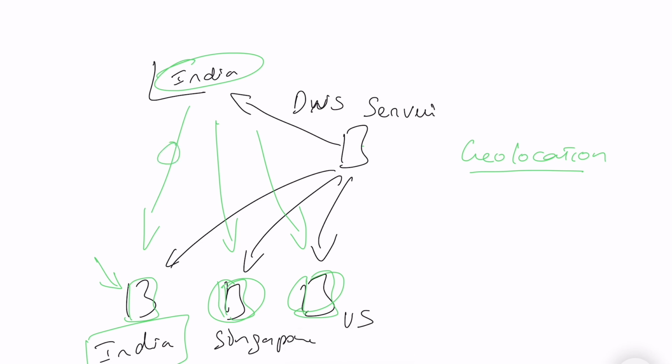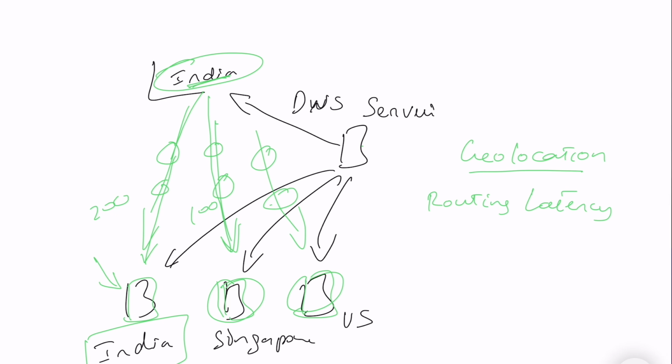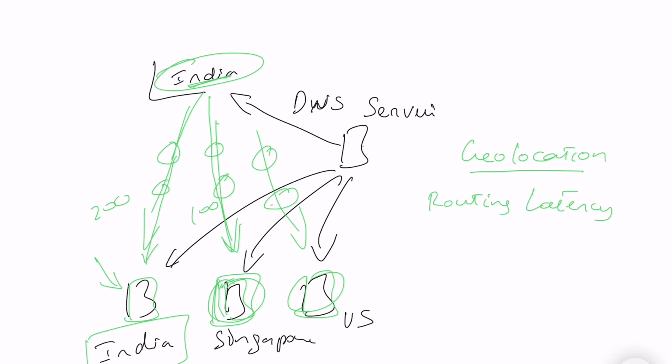So here comes the part where there are routers in between, right? And these routers can give you the routing latency. When you're trying to reach from this path to India and from this path to Singapore, maybe the latency is less. Maybe here you have 200 millisecond, here you have 100. So there is a possibility that even though you are in India, it will try to give a response to you for connecting to a Singapore IP address. So that is based on routing latency.